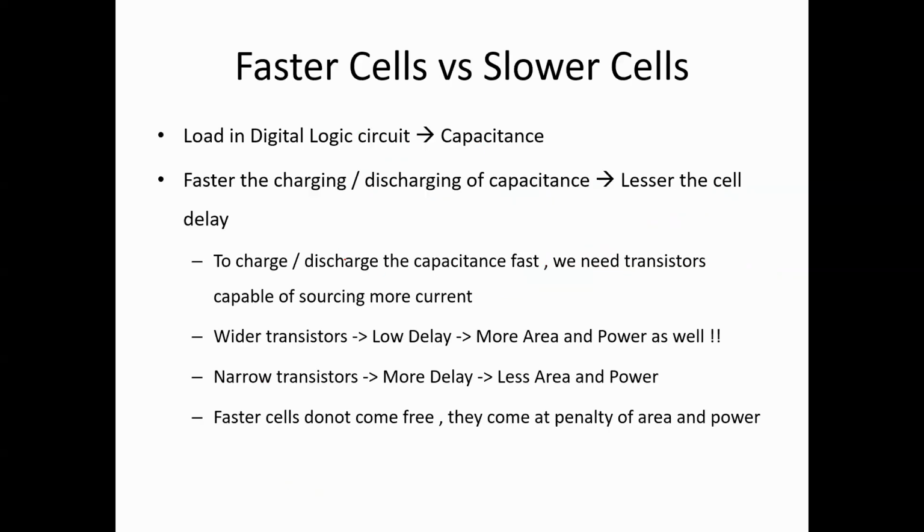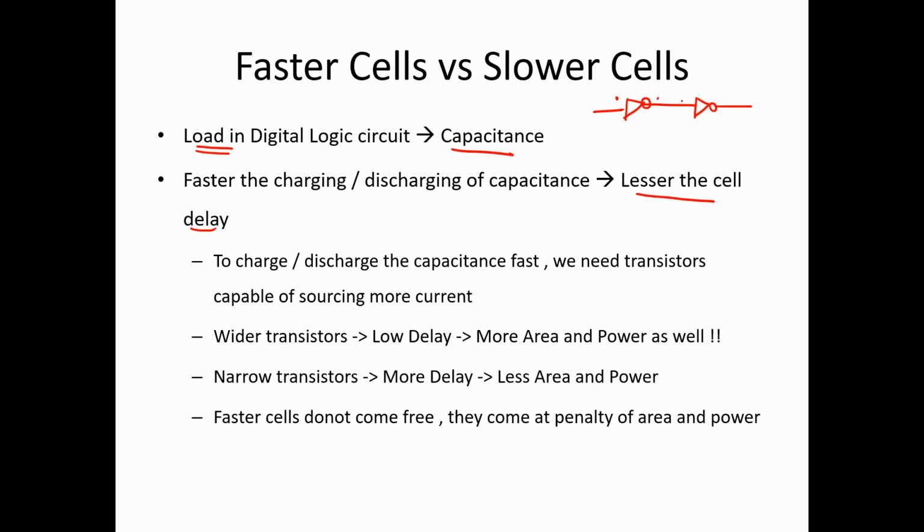Now, let us compare these faster cells and the slower cells. If I look at the faster cell and the slower cells, what happens in a digital logic circuit? The load in the digital logic circuit is actually a capacitor. Now, the faster the charging and discharging of the capacitor, the lesser is the cell delay. Correct? I'm able to charge a capacitance very fast. My propagation delay is very less, because if I look at a digital logic circuit, what is the propagation delay here? The time for the input to be felt at the output.